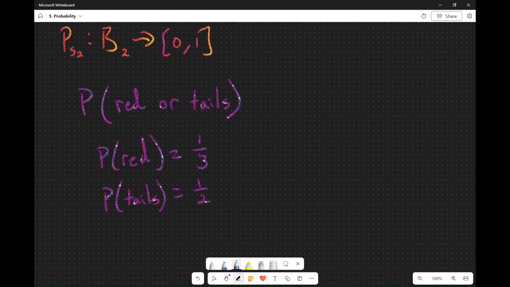Well, if it's this one or that one, can't I just add them together? Is this equal to 1/3 plus 1/2? And right here, we're going to put a question mark. Is this true? Well, the answer is no, because let's look at it this way.